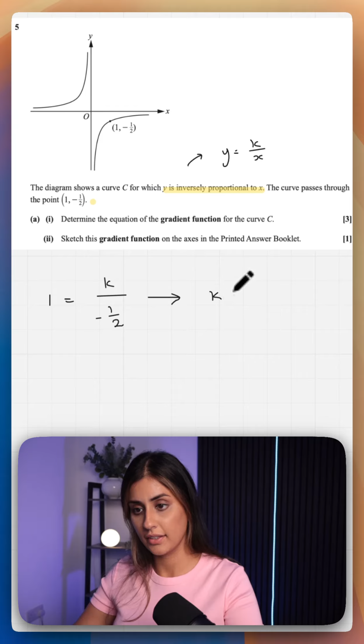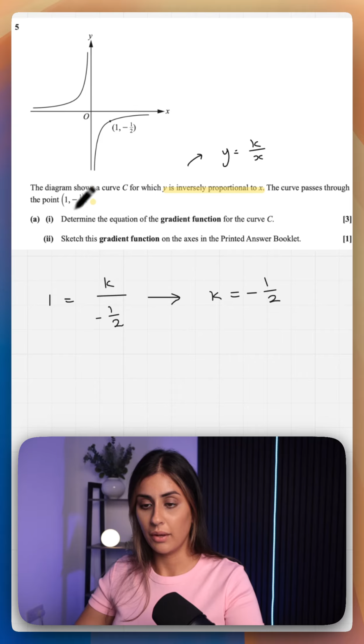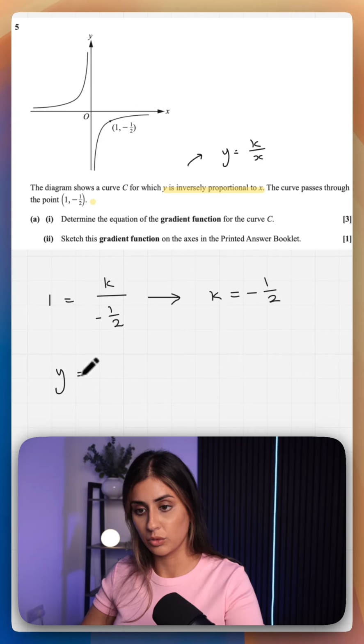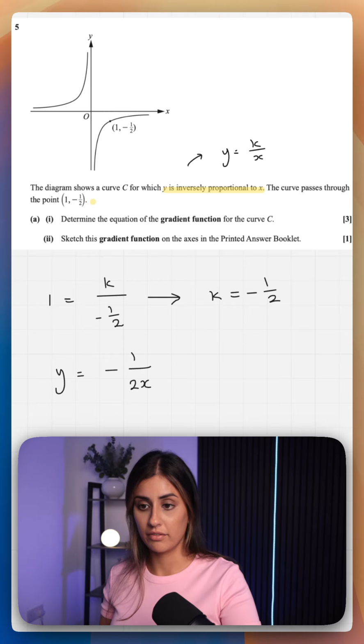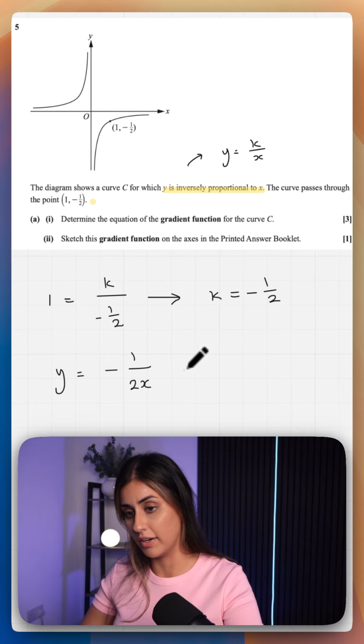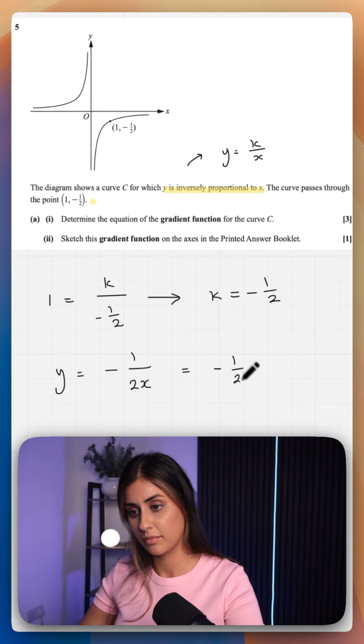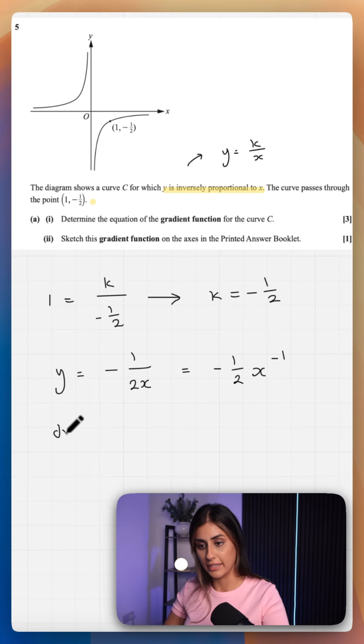This gives us k equals minus a half. So our function y is equal to minus a half over x. Now to find the gradient function, it's probably best to rewrite this in power form. And then we can find dy by dx.